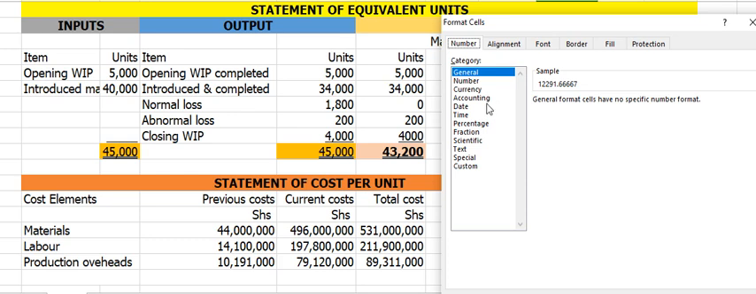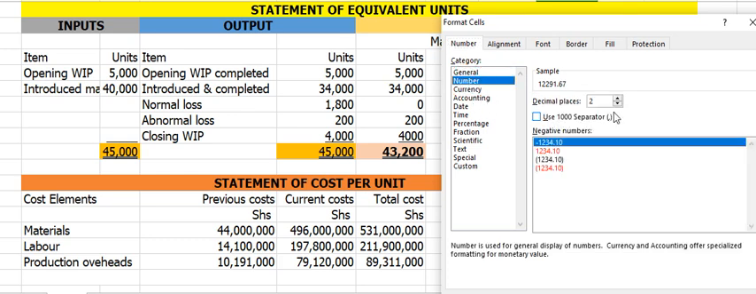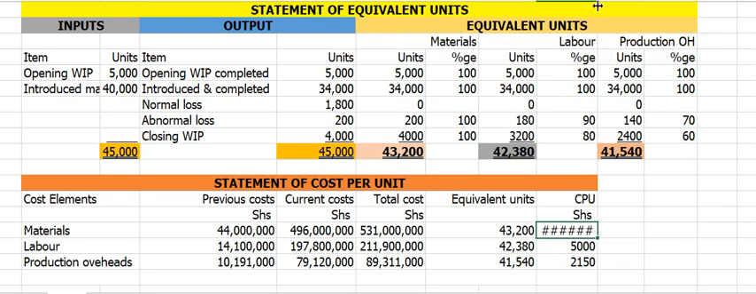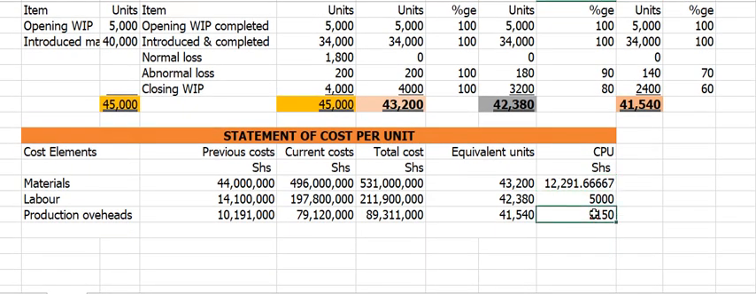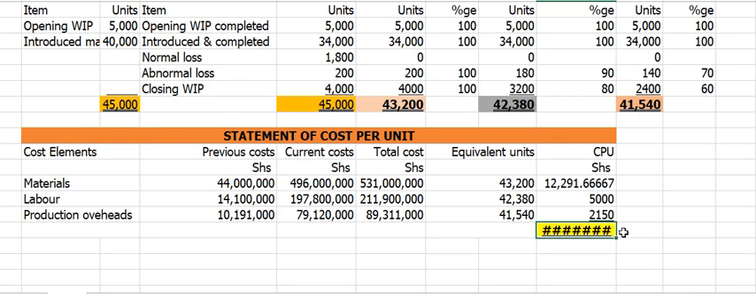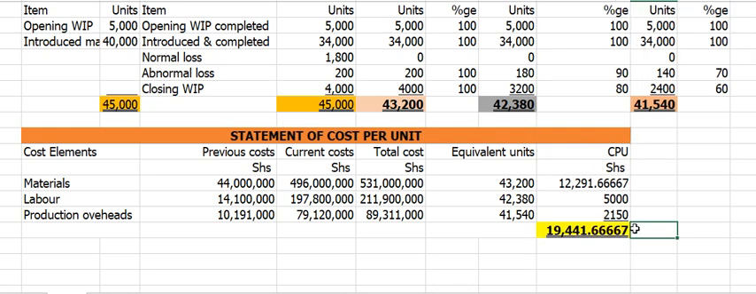For the purposes of being accurate, let me round off to be more accurate. So you add, then you get your total CPU. That is your total CPU. So that is the statement of the average cost per unit, or the statement of cost per unit, while using your weighted average method.